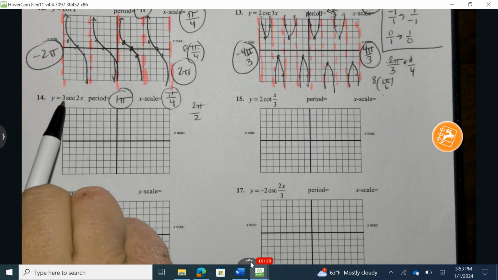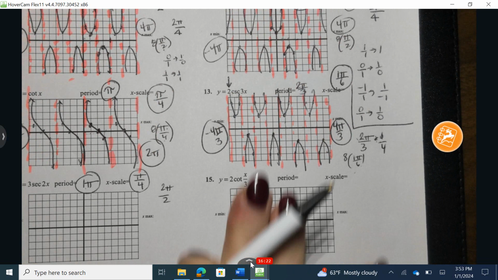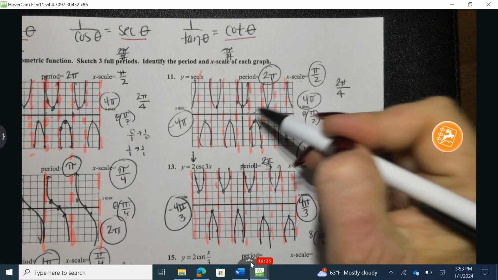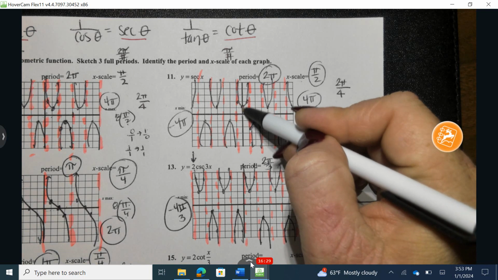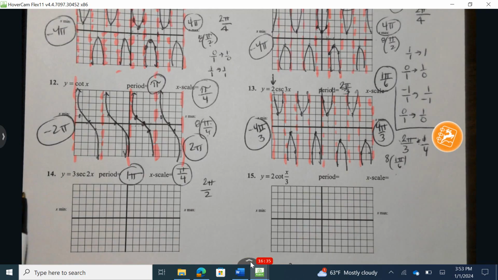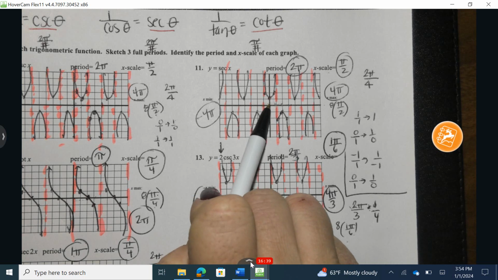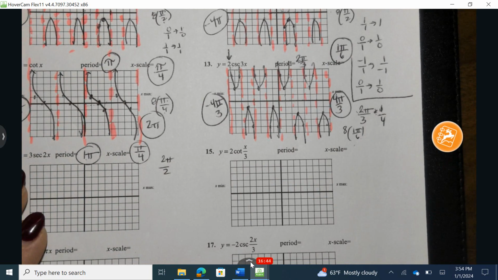The value out front is going to impact it because it's going to stretch. So when I look back up here at secant, instead of going up 1, this is an output of 1 times 3, which means I'm going to go up 3. Instead of going up 2 to the left and right, 2 times 3 is 6. So I'm going to do this very first one. I can see that from the origin to the left and right, I have these vertical asymptotes. I will do that.